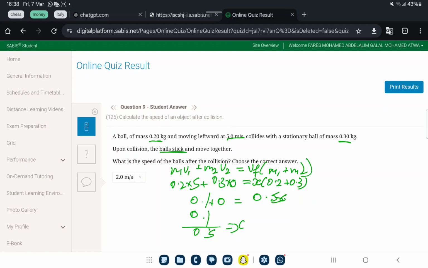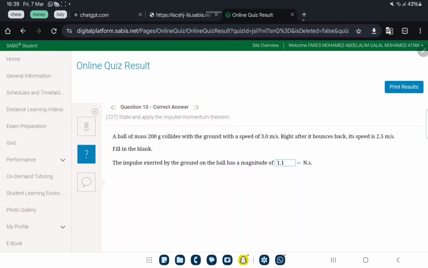Wait, sorry, my bad. I did a calculation mistake. 0.2 times 5 is 1, not 0.1. So you get 1 plus 0 is 1 and equals 0.5x. You divide by 0.5 on both sides. You get 1 over 0.5 equals x, so 2 equals x.